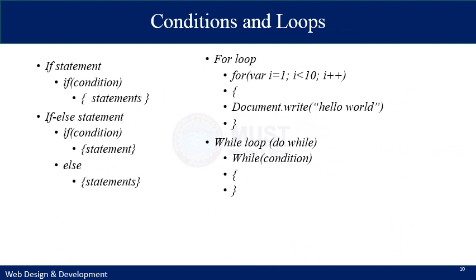Conditions and loops are very much similar to any other language. For example, if you use the if statement, you write it with the if keyword, and then there is a condition, and then the statements will be in the braces. Similarly, if else is the same mechanism: if condition statements, else statements. A for loop has the same structure: there is a variable i equal to 0, i less than 10, i plus plus, and there will be a sequence of statements. Similarly, while and do while loops also perform like any other language.